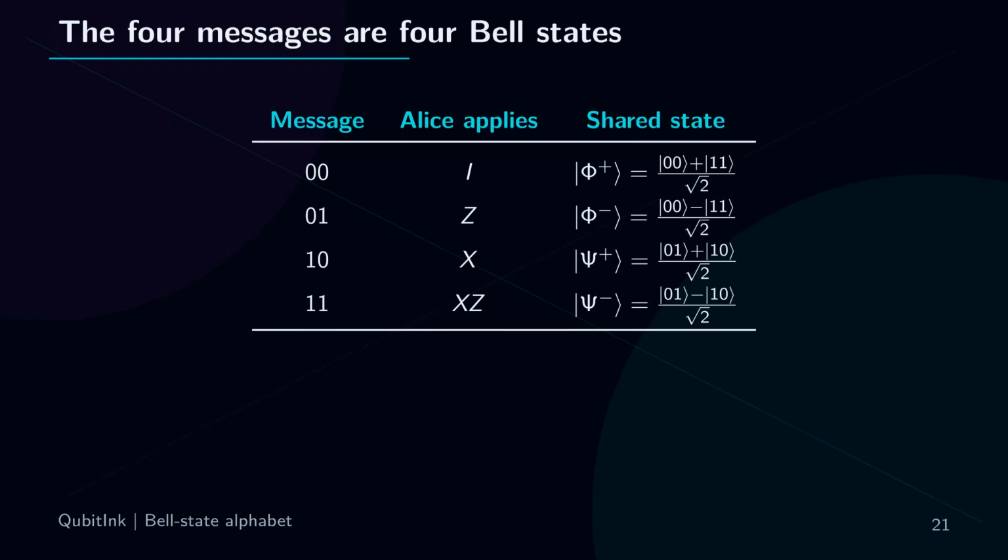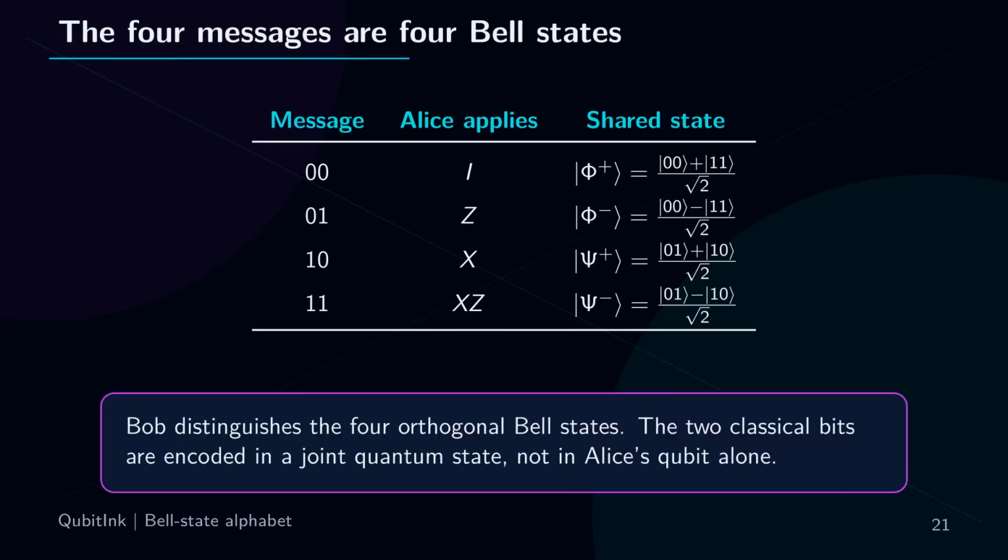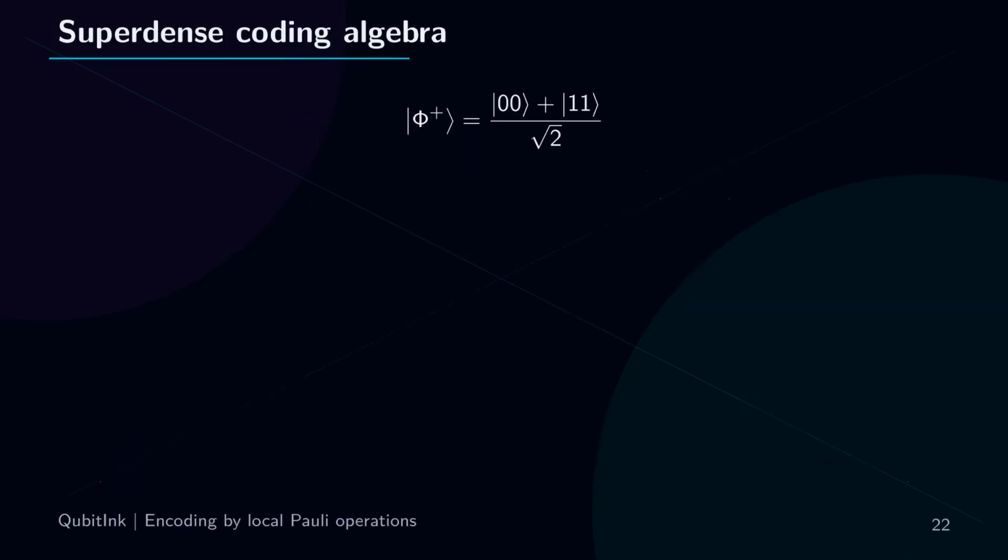Because these 4 Bell states are orthogonal, Bob can distinguish them perfectly after the decoding circuit. The 2 classical bits are not encoded in Alice's qubit alone. They are encoded in the joint 2-qubit state.